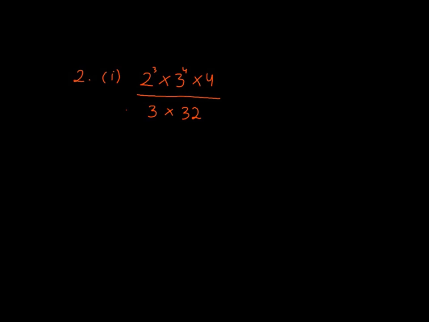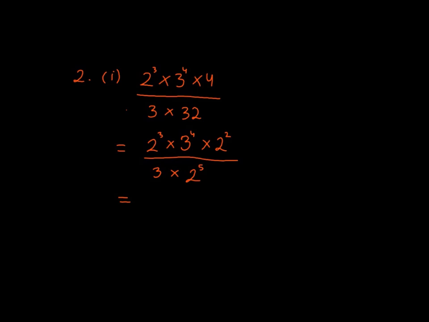Exercise 13.2, question number 2, first part. We want to simplify this and we want to express the answer in exponential form. First of all, we will change all the numbers in this to their prime factors. This 4 will be written as 2 into 2, that is 2 raised to the power 2. In the same way, 32 will be written as 2 raised to the power 5.